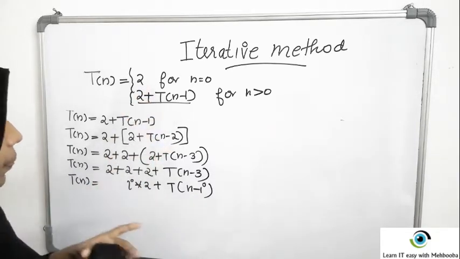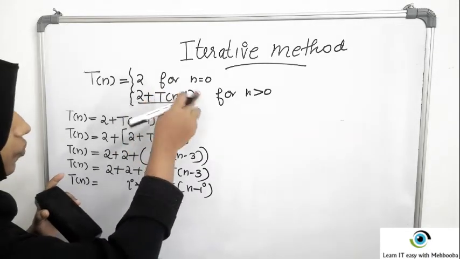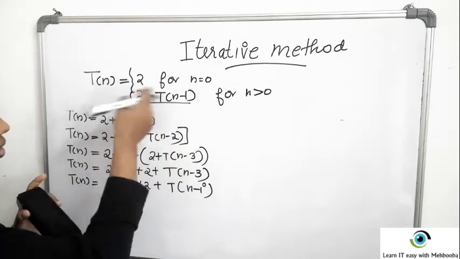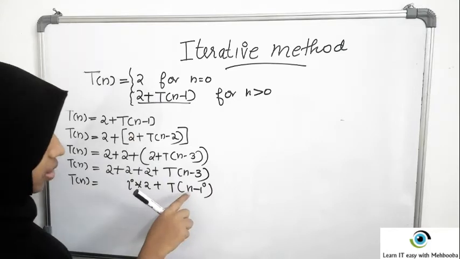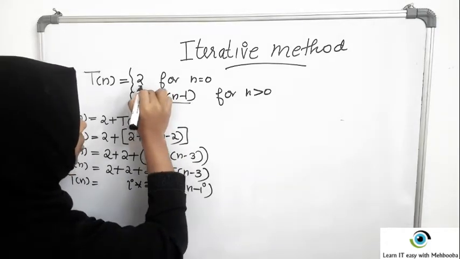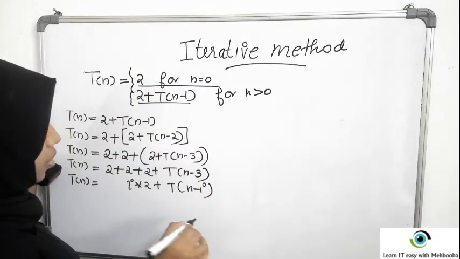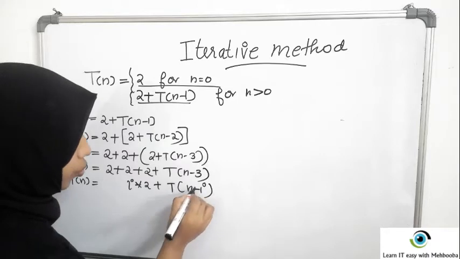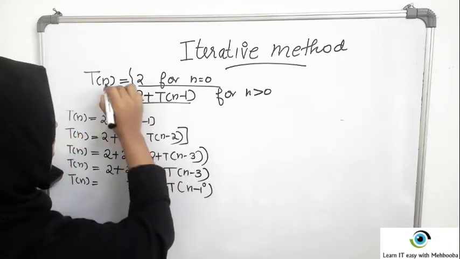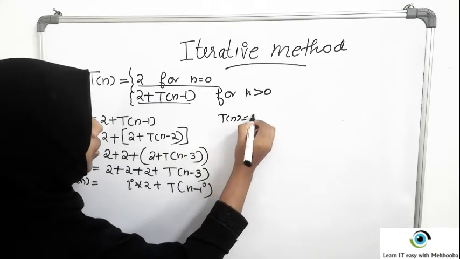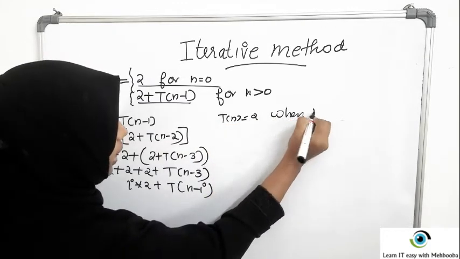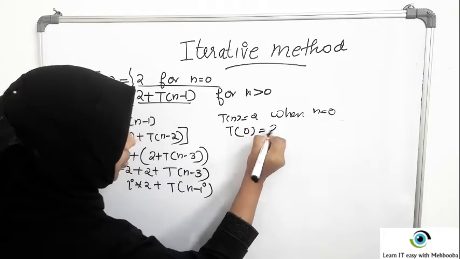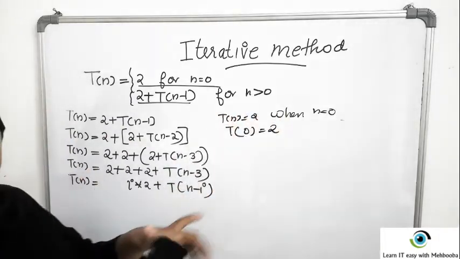So now see, from this recurrence relation, we have it that when n is equal to 0, t of n is equal to 2. So we have t of n minus i here. If we want this term to become t of 0, see, t of n is equal to 2 when n is equal to 0. In other words, t of 0 is equal to 2, isn't it? So t of 0 equals 2.